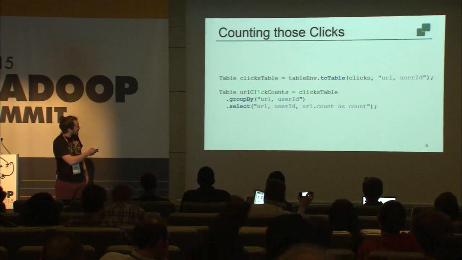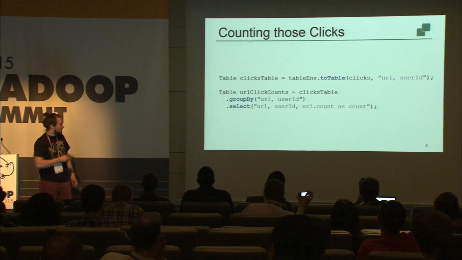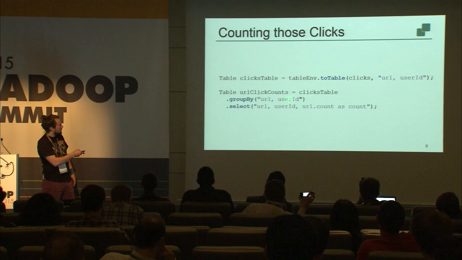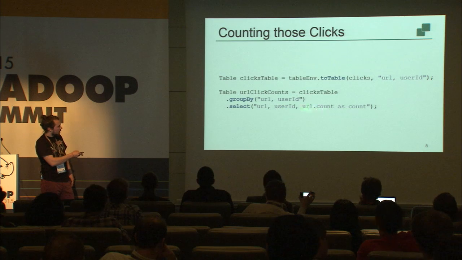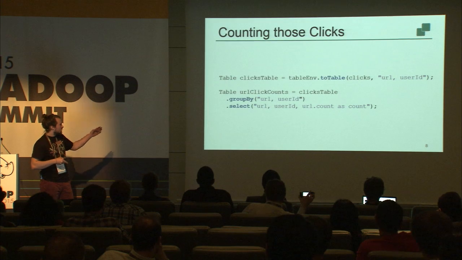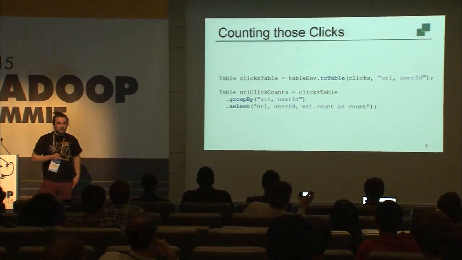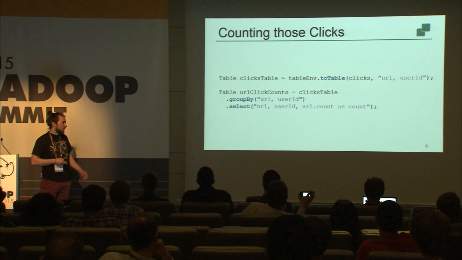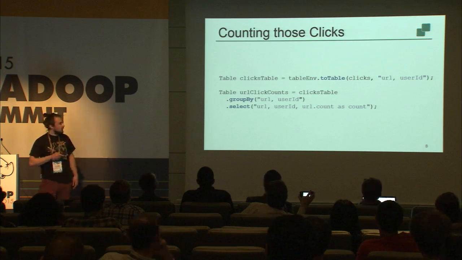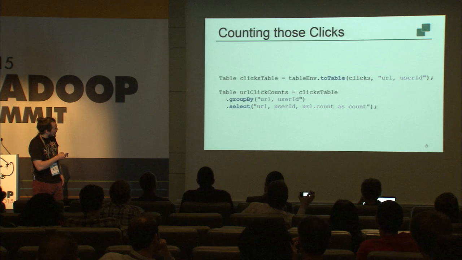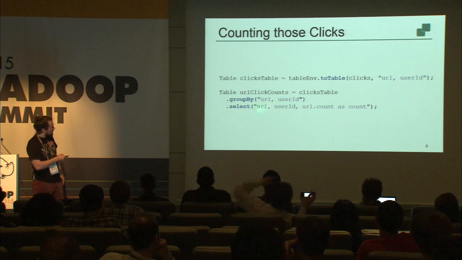And here we can now apply some relational operations. So here we say we want to group by both of these fields, and then we want to select the URL, the user ID, and give us the count of URLs as a new field named count. So this is pretty much the SQL select and group by, but as Java code. And the resulting table is a table with 3 fields, this URL, this user ID, and the count field, which is also an integer.